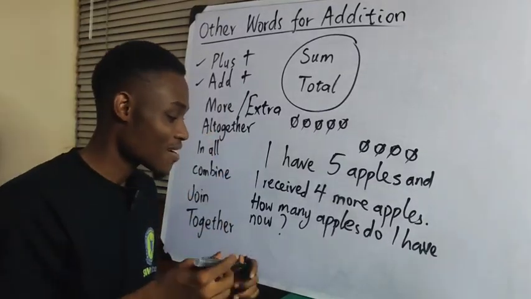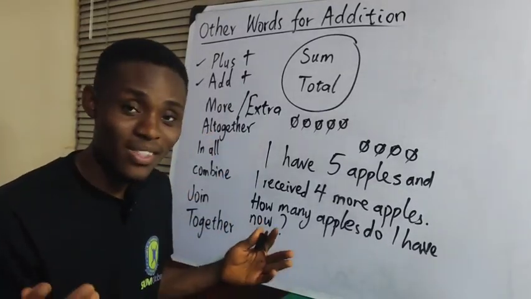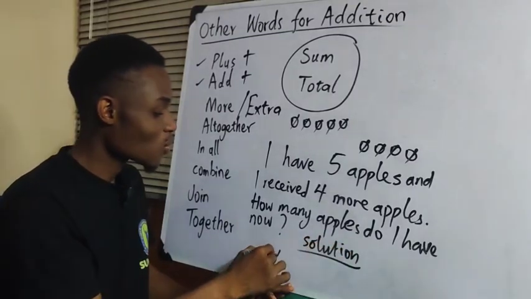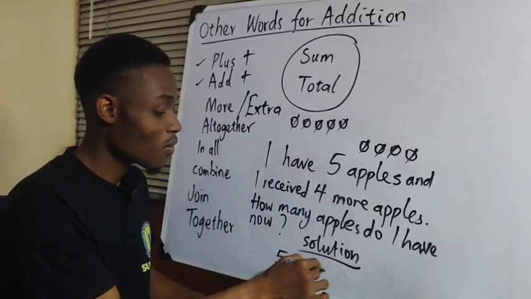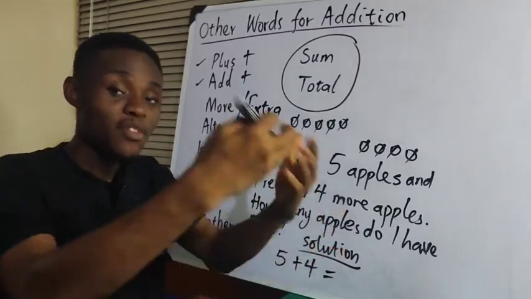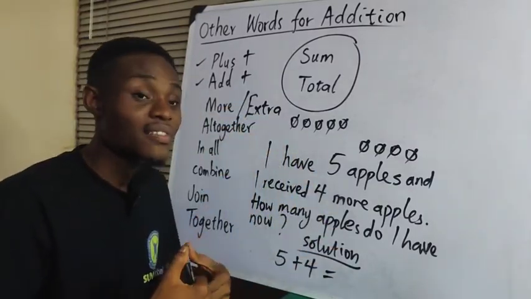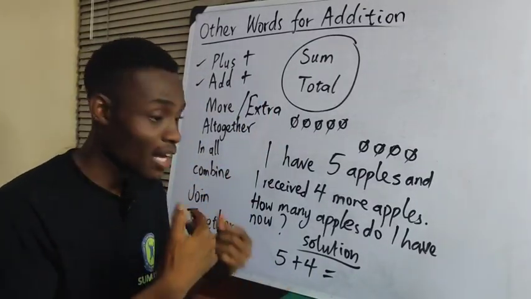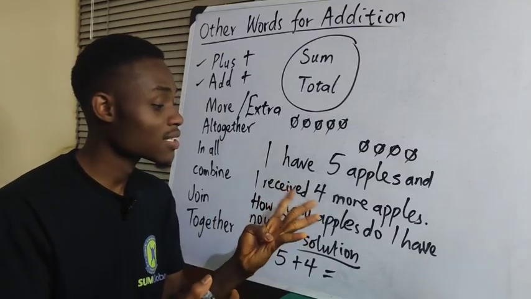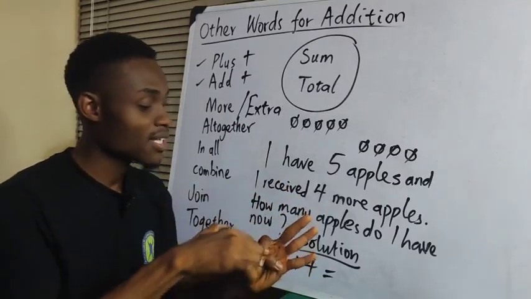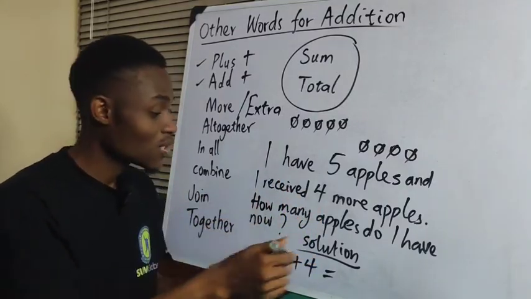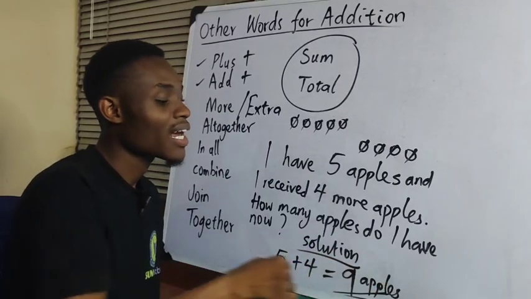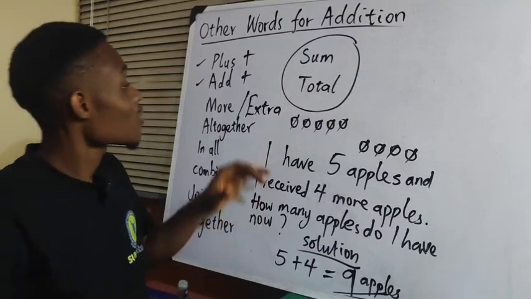Okay, now they are all simple. Now solution. So I will just do 5 plus 4 because I received more apples. So the more apples I receive, the bigger the number of apples I have. So I keep 5, I am 5, so I keep 4 fingers. So 5, 6, 7, 8, 9. So I have 9 apples right now. That's it. Now, how about extra?